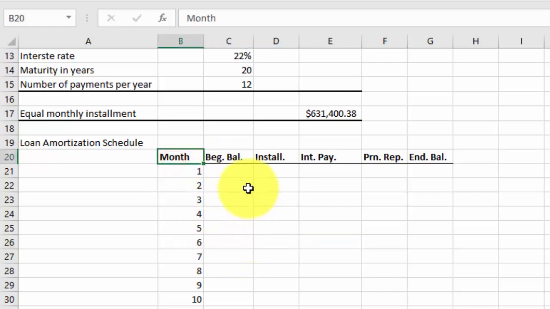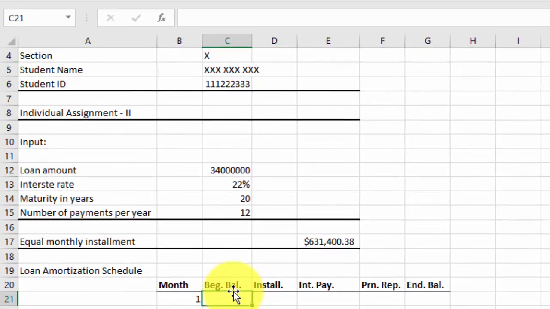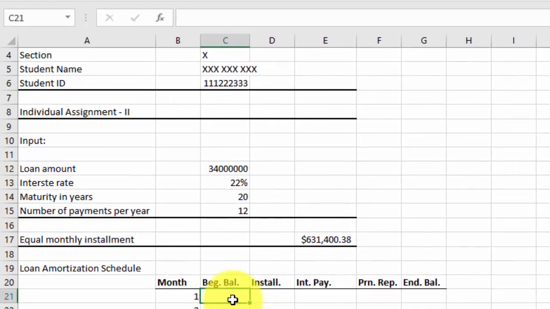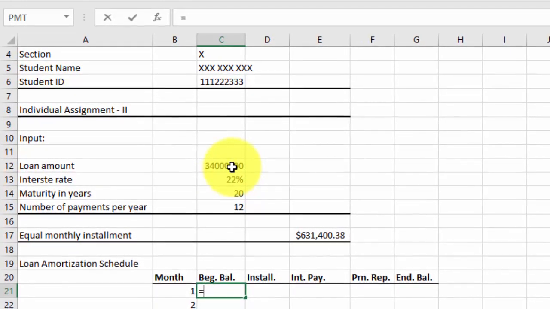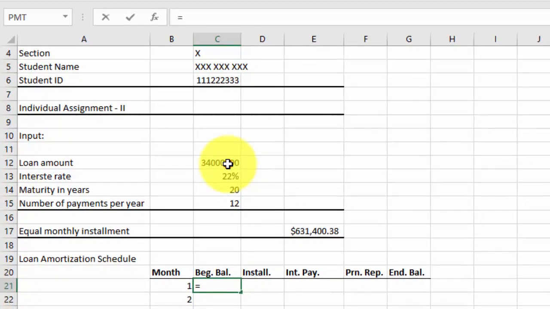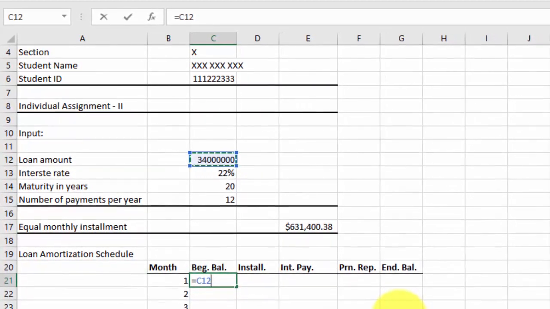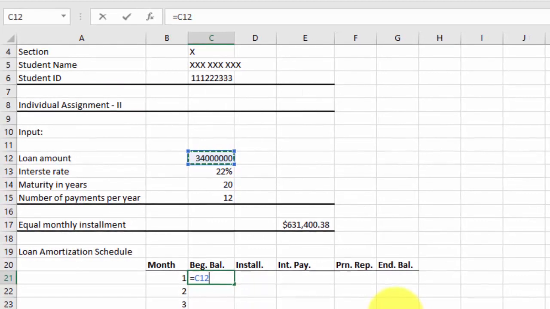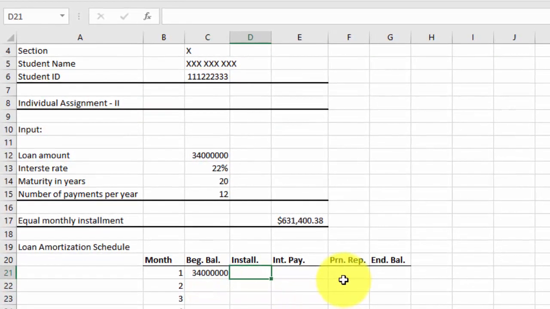Let us make the column headings bold, and also underline the headings. Now we know the beginning balance, so we will link the beginning balance of the loan in this cell. Let us press equal, then click on the loan amount, because in month 1 the full loan amount is the beginning balance. So let us click this one, C12, because in this worksheet C12 contains the loan amount. Okay, enter.